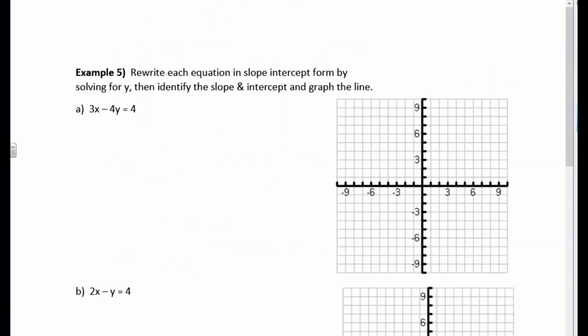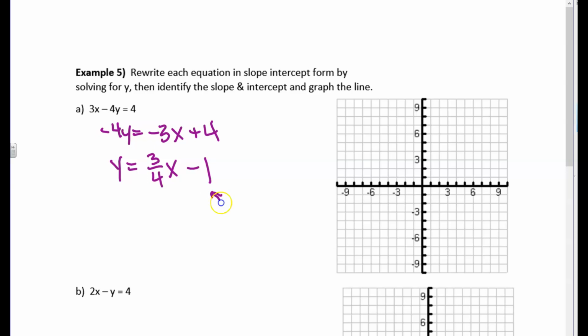Now we're going to talk about graphing by rewriting the equation in slope-intercept form, solving for y, identifying the slope and the intercept, and graphing the line. So this is probably the way that you're most familiar with graphing a line. The key here is to isolate your y values. So I would do -4y equals -3x plus 4. We divide everything through by -4. I get y equals 3/4 x minus 1.